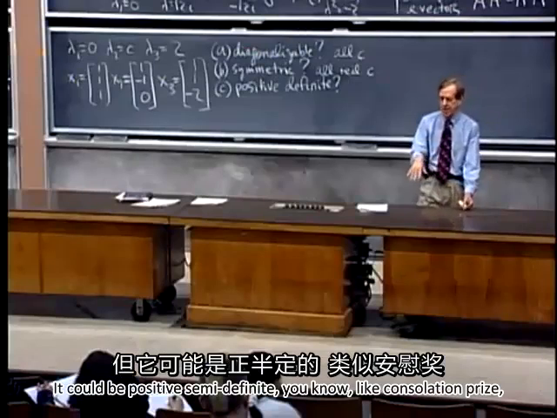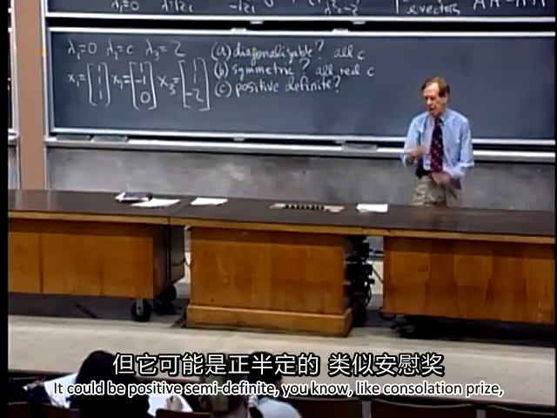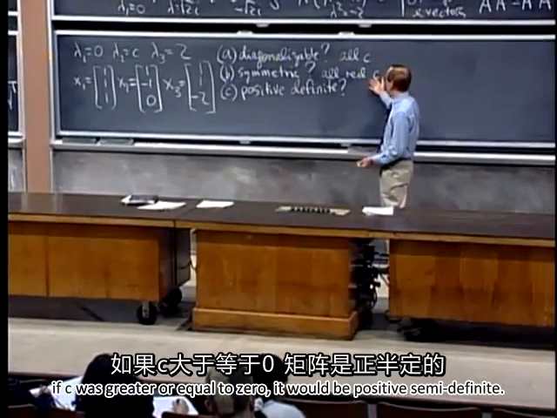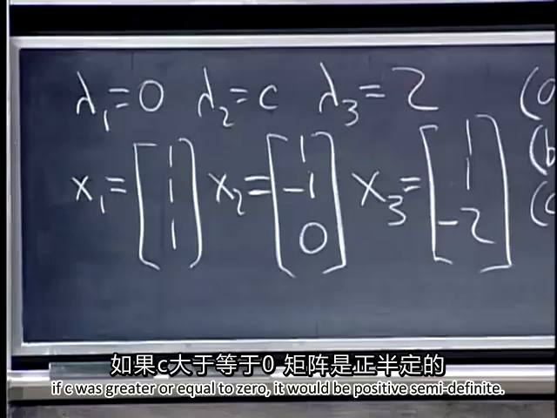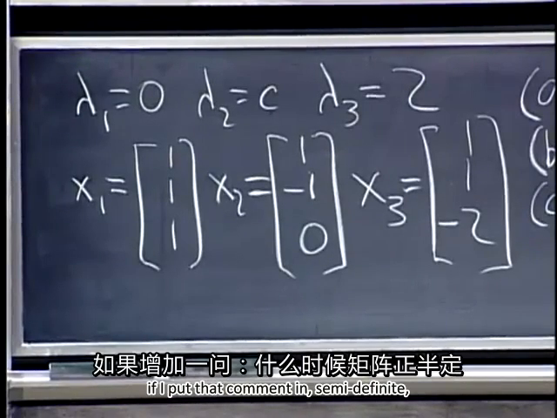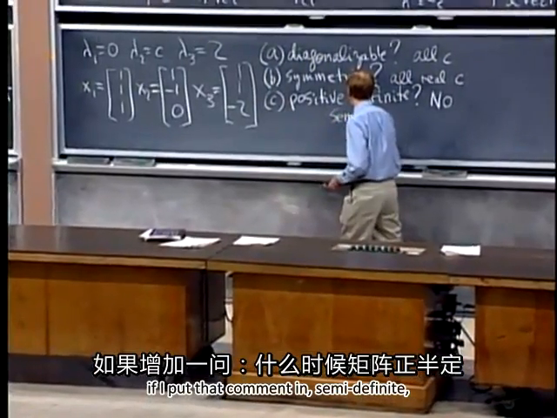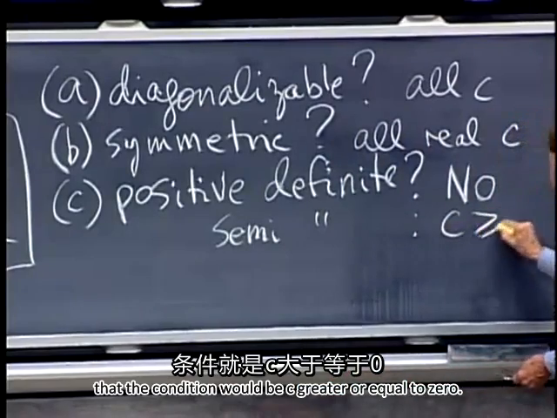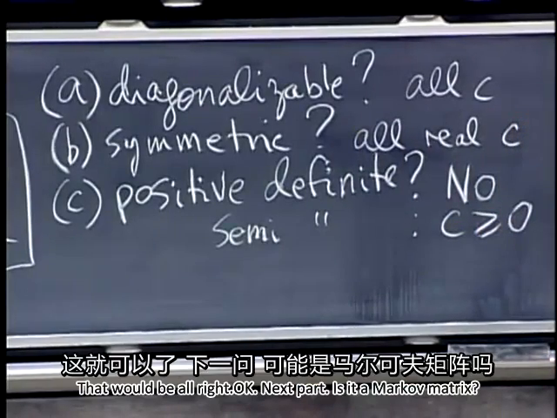It could be positive semi-definite, you know, like a consolation prize. If C was greater or equal 0, it would be positive semi-definite. But it's not. No. If I put that comment in semi-definite, the condition would be C greater or equal 0. Then we'd be all right.